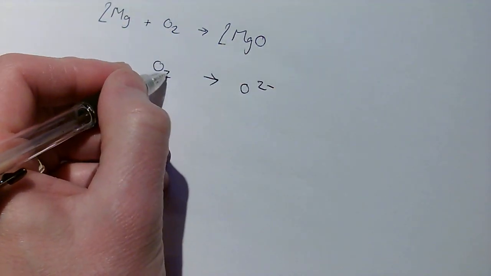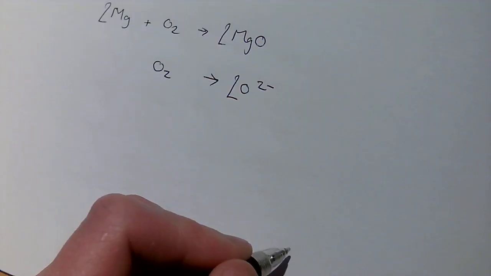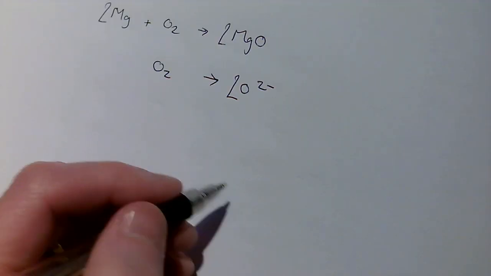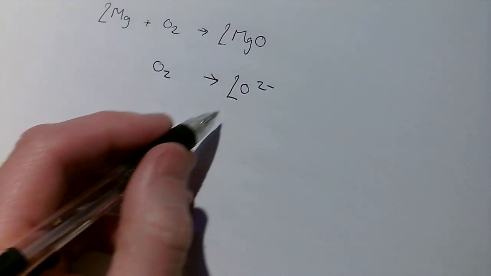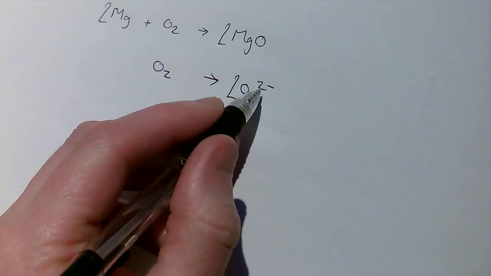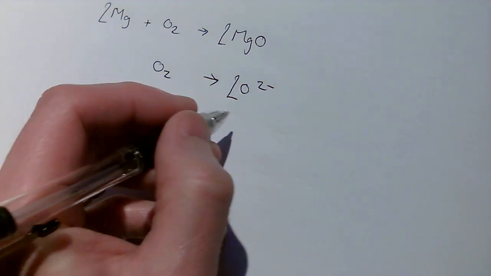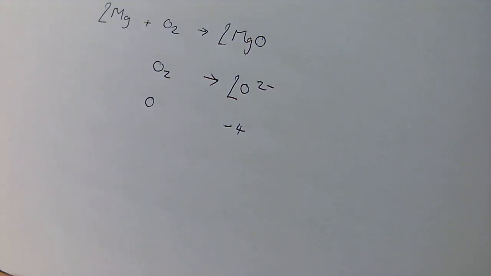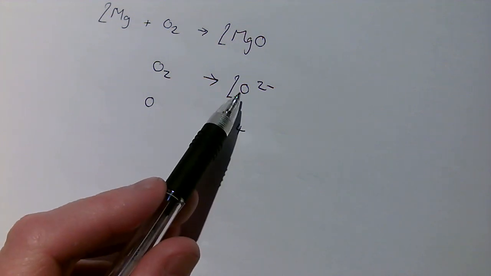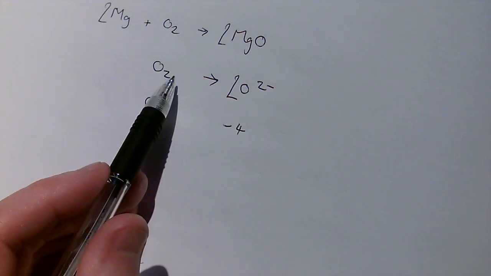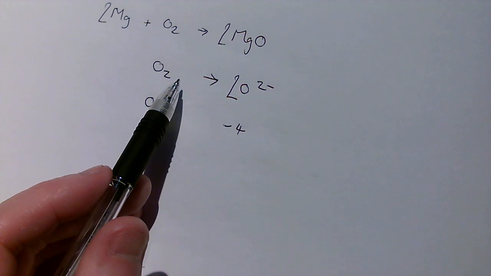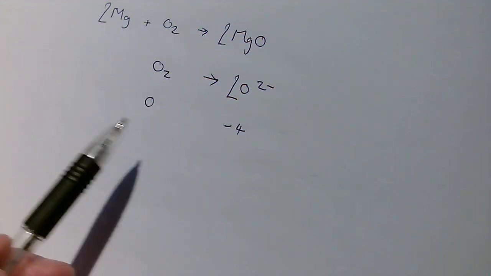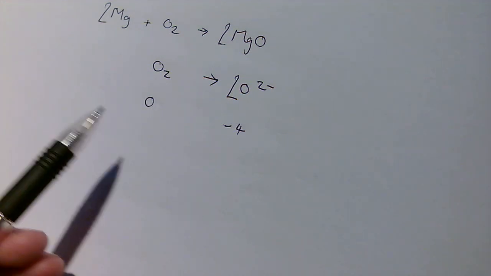And how many have I got? 2 of them there, so I need 2 there. Let's look at the charges then. The charge on that side is 0, and the charge on this side, 2 times -2, is -4. So 0 to -4. Right, well, we need to balance those charges. If I've got -4 on this side, surely I can only balance things with electrons, because in chemistry electrons are the things that move around, that make things happen.